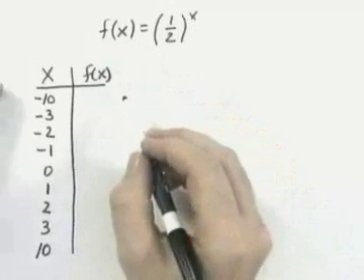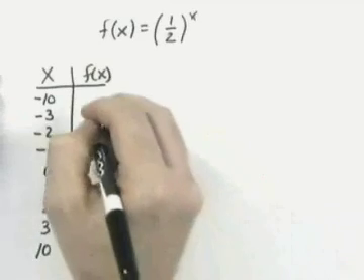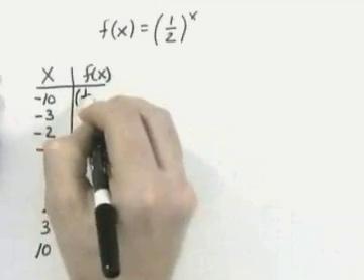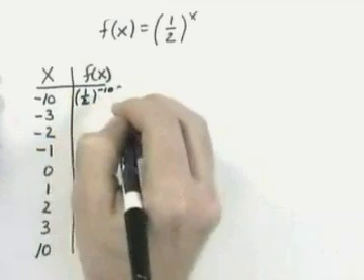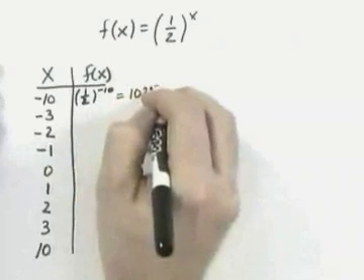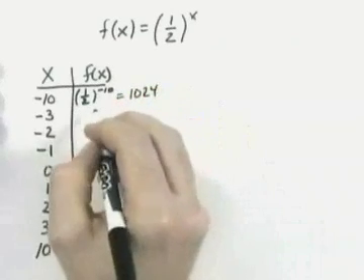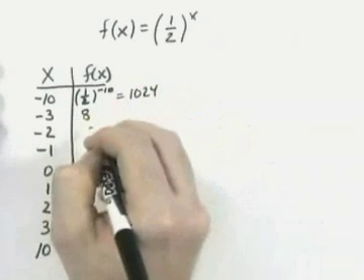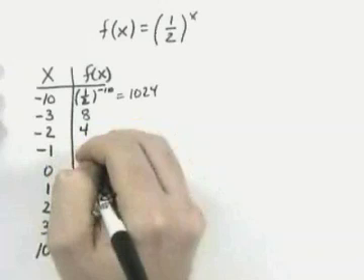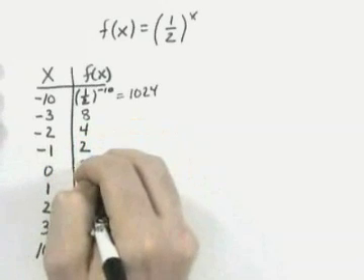So I've selected values of x at which I'm going to evaluate my function. So we start with f of -10. That's going to give me 1/2 to the -10 power. 1/2 to the -10 power is 1,024. 1/2 to the -3rd power is 8. 1/2 to the -2nd power is 4. 1/2 to the -1st power is 2. 1/2 to the 0 power is 1.